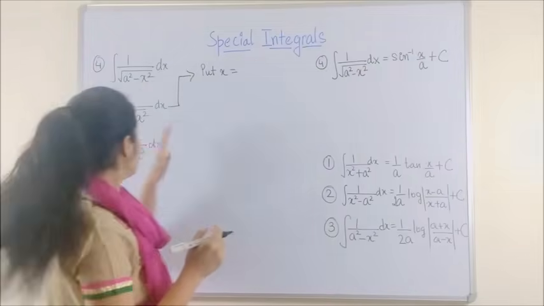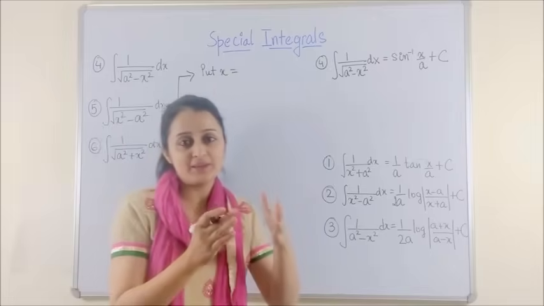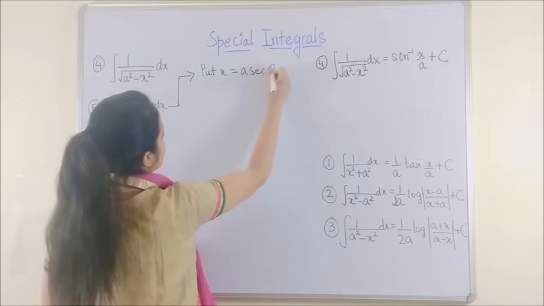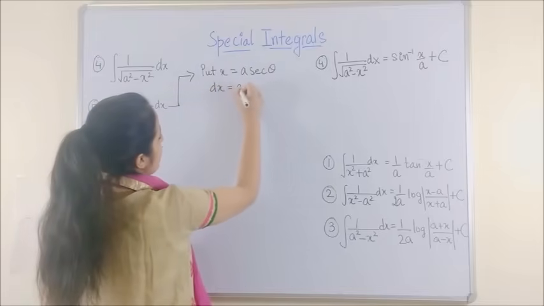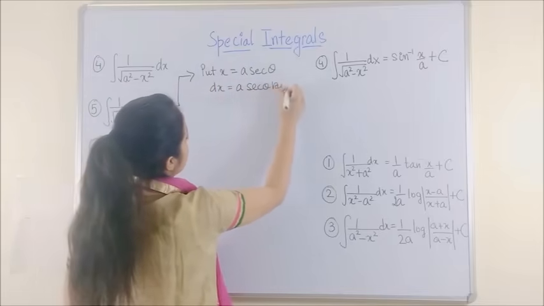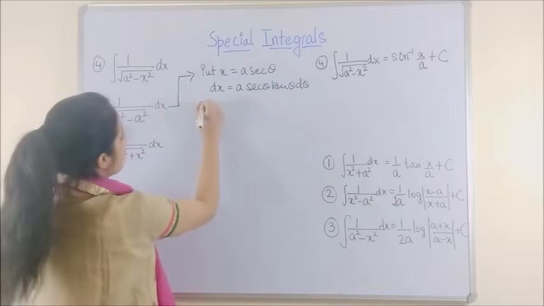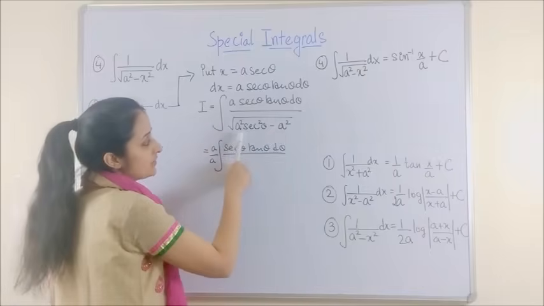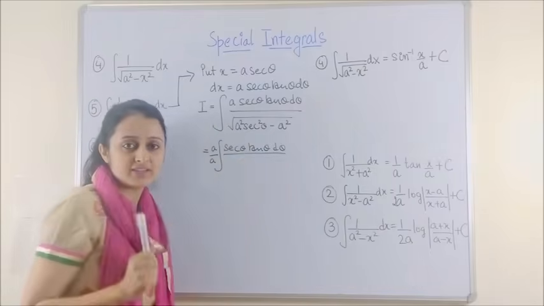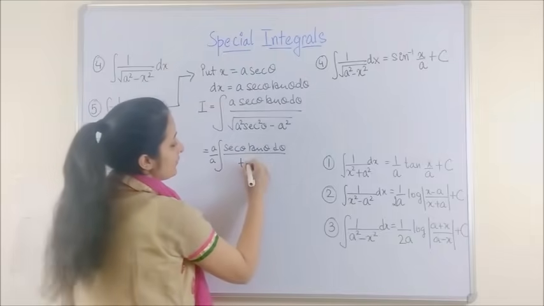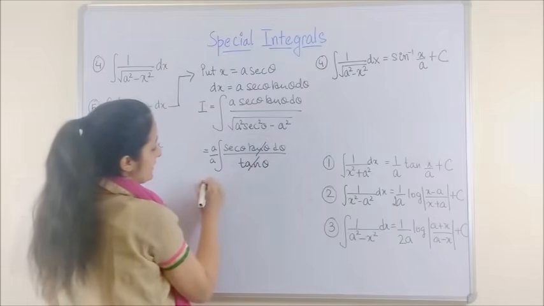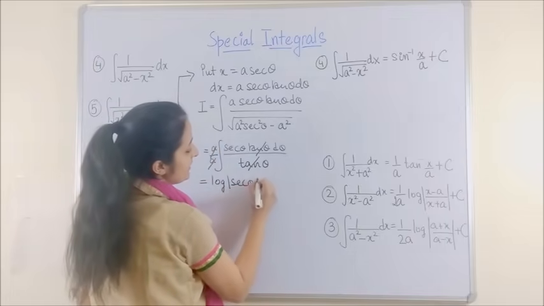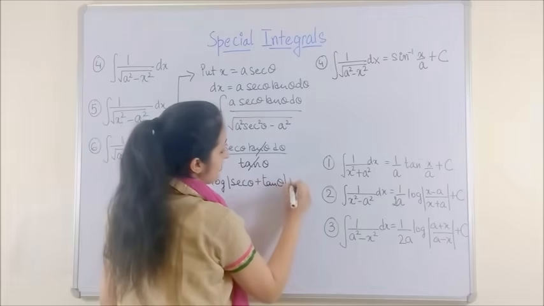So, coming to the fifth derivation here, as per the table that we just discussed, you can put your x as a secant theta. Now dx becomes once again a secant theta tan theta d theta. So the integral gets transformed to this new integral. The denominator gives us secant square theta minus 1, which is tan square theta, comes out of the square root, becomes tan theta. These a's anyway get cancelled. The answer would be log mod sec theta plus tan theta plus c.